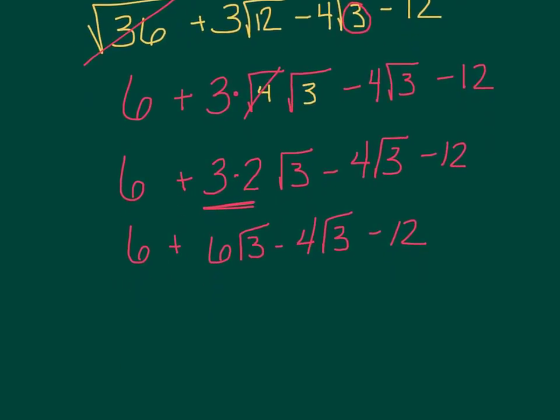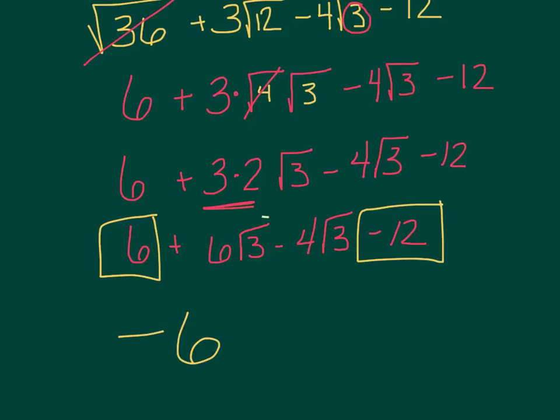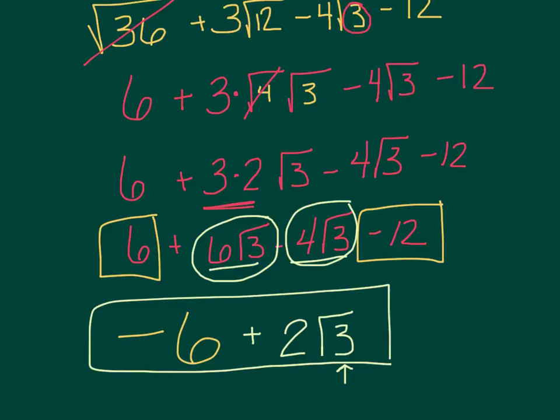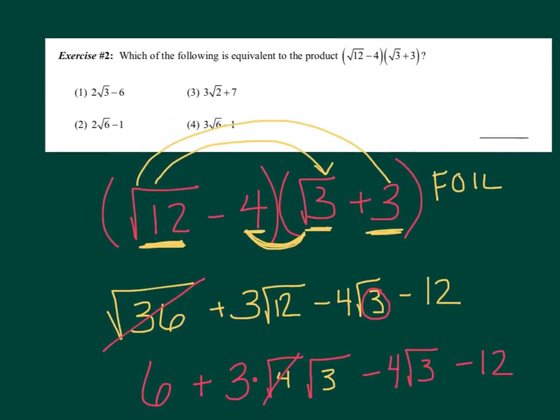And lastly, I'm just going to put my like terms together. I'm going to box in my 6 and my minus 12, and I know 6 minus 12 is a negative 6. And look at these terms. They have like radicals, so I can add the outsides. 6 radical 3 minus 4 radical 3 gets me a positive 2 radical 3. And now that this is completely simplified, I'm just going to look for that choice. I have a negative 6 and a positive 2 radical 3. And they could be in the opposite order. Here's the negative 6 and the positive 2 radical 3. So I would go with choice 1. So again, I just want to stress, even though that was multiple choice, it requires a lot of work. Keep that in mind on our tests.